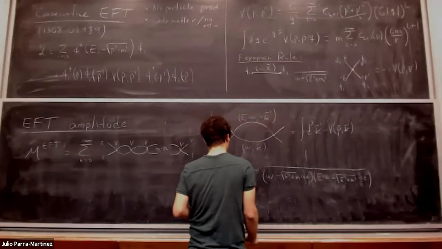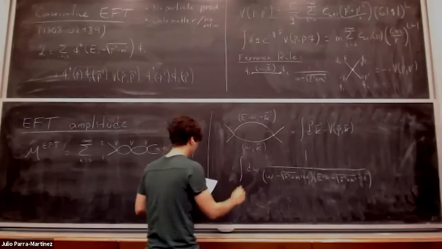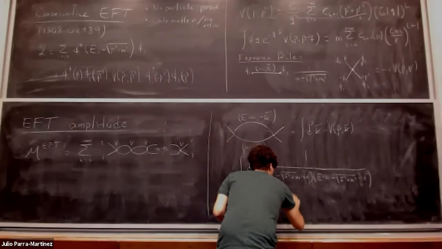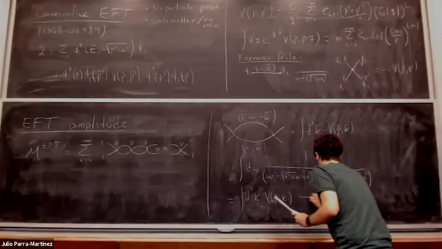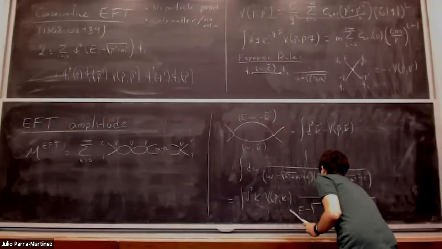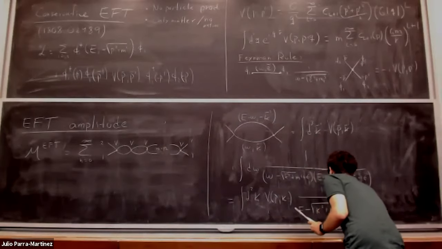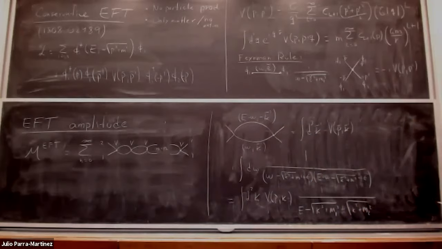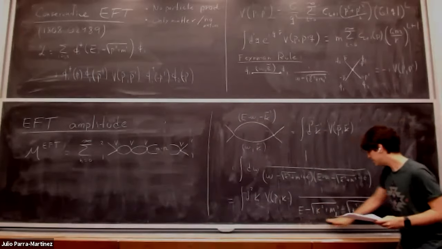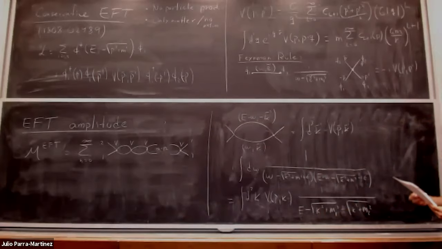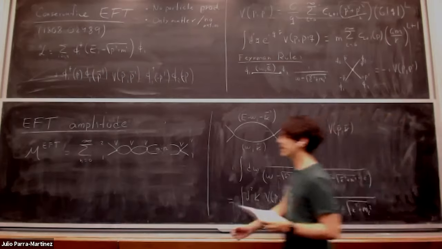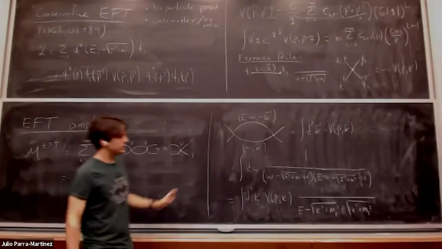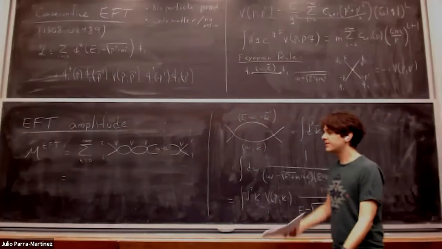Let me ignore this integral and just write this energy part. Okay, maybe let me just write the whole thing so that we don't get confused. We get this propagator that looks like 1/(E minus something that looks, again, like an energy). So you can recognize this EFT amplitude as something very familiar. It is just the usual amplitude that you would compute in solving Schrödinger's equation perturbatively in old-fashioned perturbation theory.